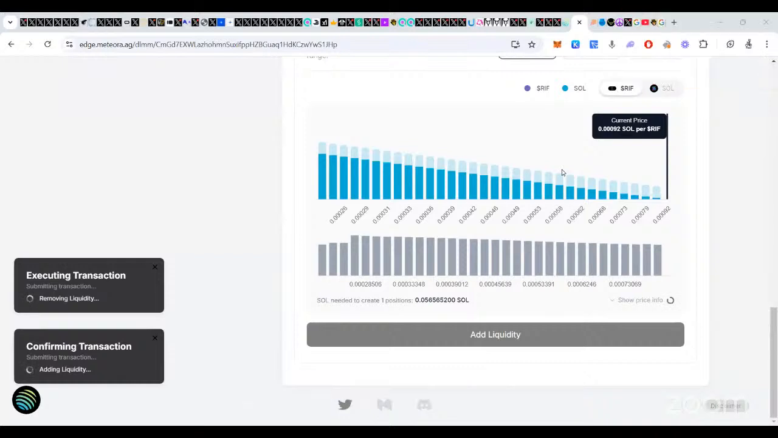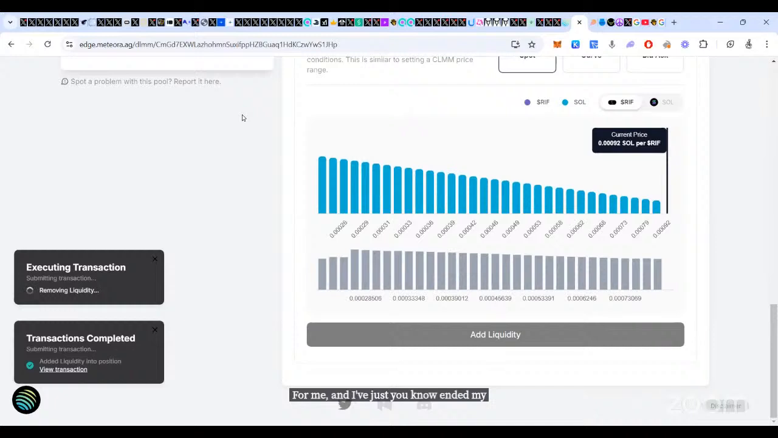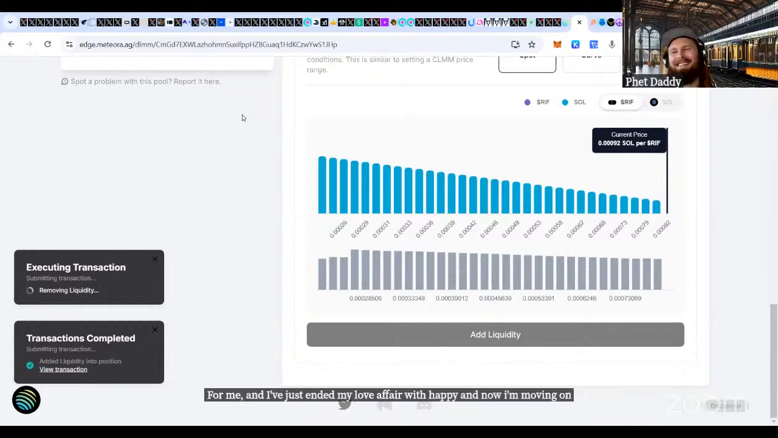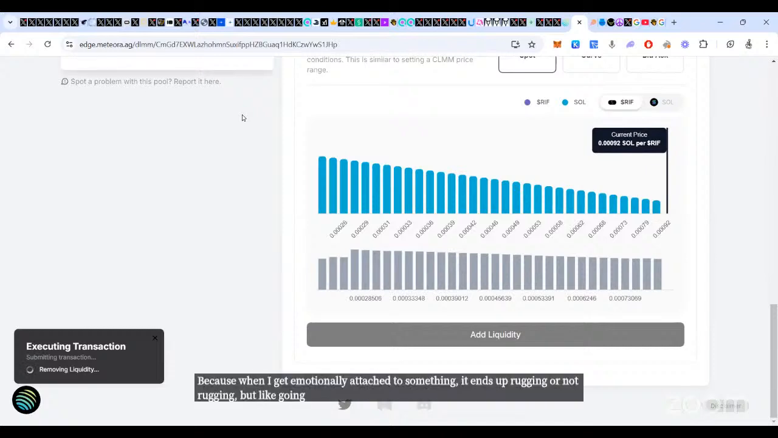Yeah, that makes sense. I'm also trying not to get attached. Like Happy was a great coin for me, and I've just ended my love affair with Happy, and now I'm moving on, because when I get emotionally attached to something, it ends up going down, and I end up holding it too long because I love it and it's going to go back up, and it doesn't care that I love it. It just carries on going down.